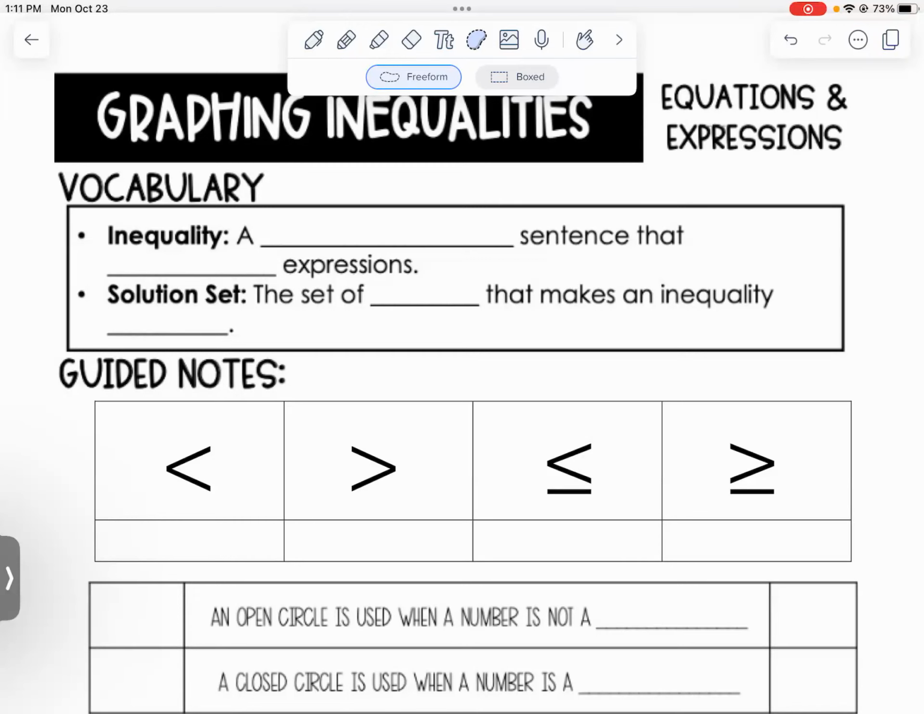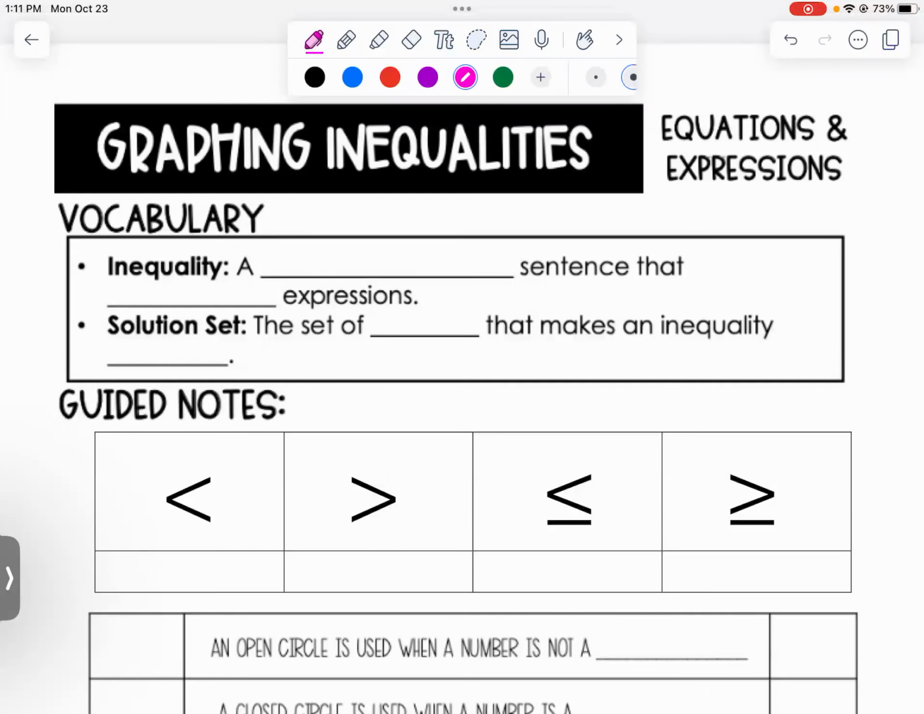Okay. An inequality. I want you to write this down. An inequality is a mathematical sentence that compares expressions. And we have already been using some of that language. Less than, greater than, more than, fewer than. We are comparing two things.